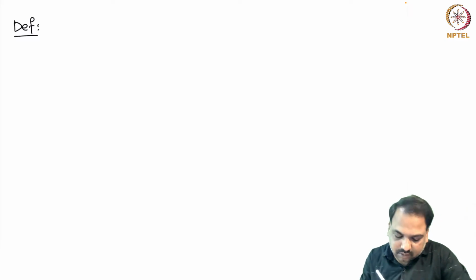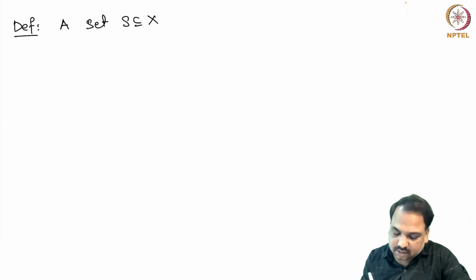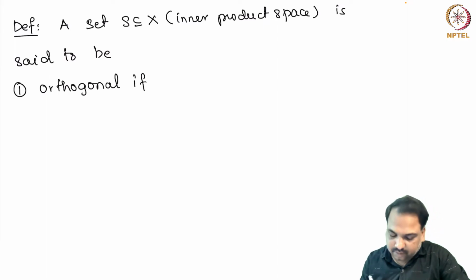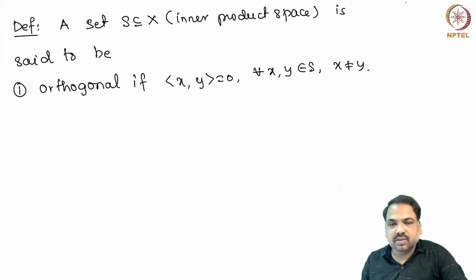So a set S of X, where X is an inner product space, is said to be orthogonal if the inner product of X with Y is 0 for every X, Y in S and X not equal to Y. If you take any pair of elements from S which are distinct, they should be mutually orthogonal.